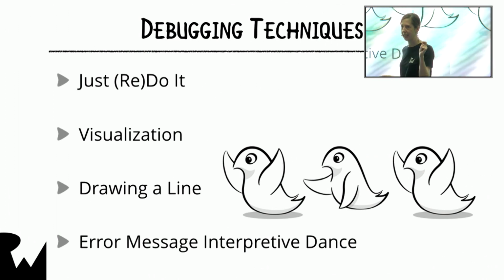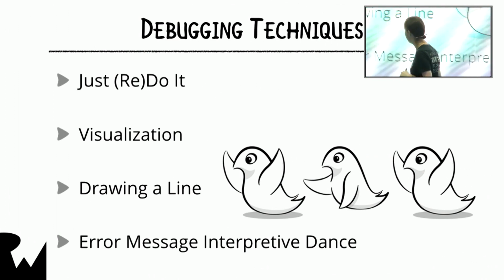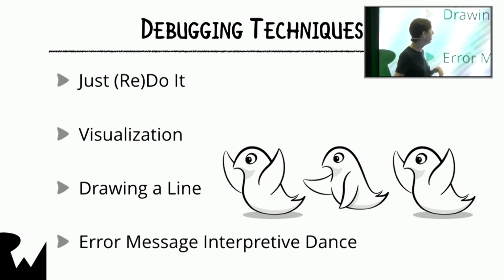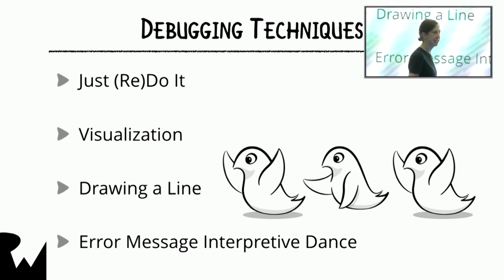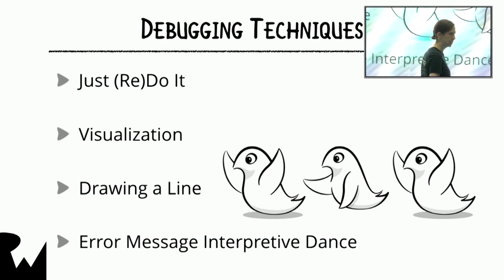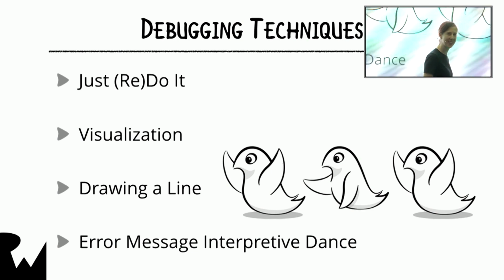So with those categories of errors safely in your mind, these don't map one-to-one, but we've got some debugging techniques that we want to show you today. I have named a lot of these techniques, not all of them, but a lot of them. We've got just redo it, visualization, drawing a line, and error message interpretive dance. And the last one there is what our little Swift character is doing on the screen.